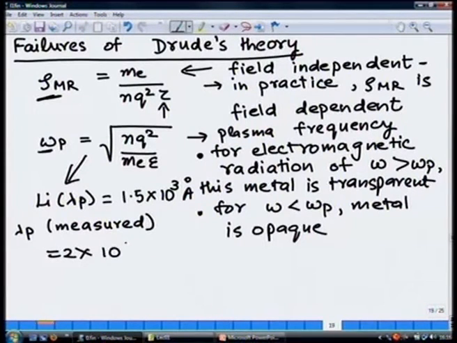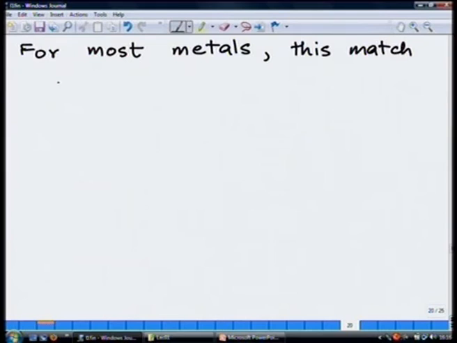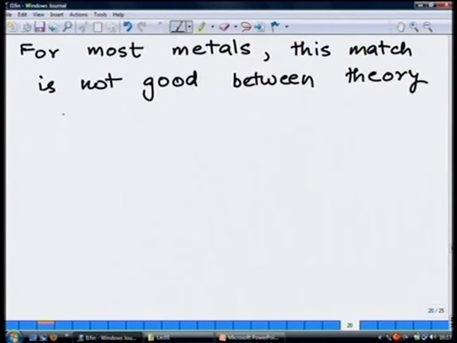But for most other metals, this match between theory and observation measurements is not good. So, these are a few examples of failures of Drude theory.